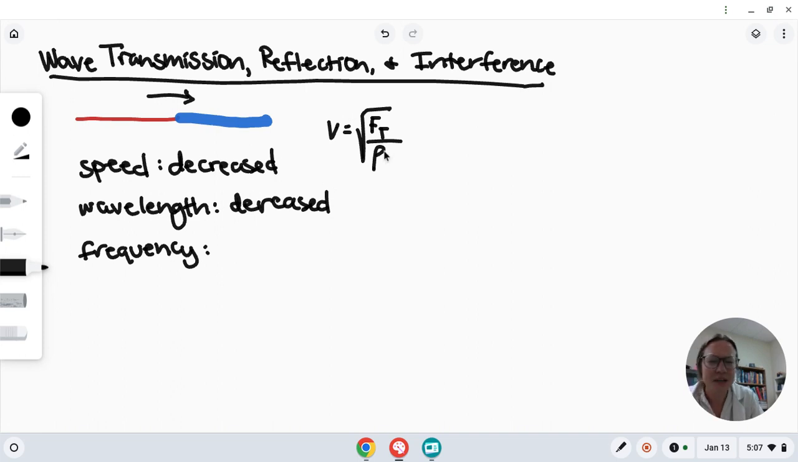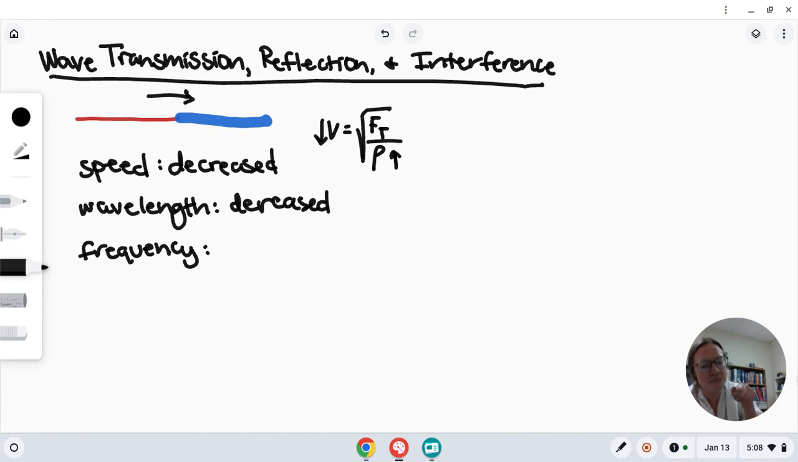Now, here's why this should make some degree of sense to you: density, as you know, is really just mass per volume. And the more mass you have, the more inertia you have. So if you have a higher density rope, like if you increase the density here, increase that mass, more mass means more inertia. And if it has more inertia, the rope or the wave in the rope is going to move much slower.